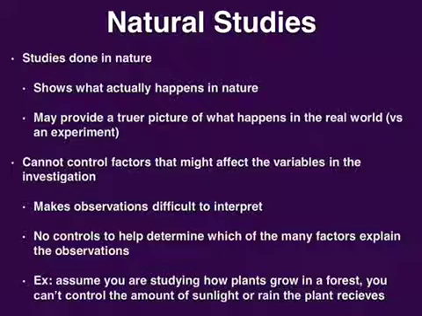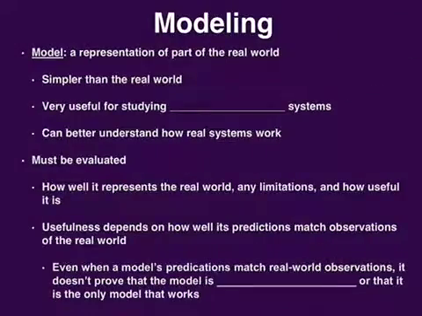So, for example, if you are studying how plants grow in a forest, you can't control the amount of sunlight or rain a plant receives. And so you might not ever know the exact right answer to your question. You probably will get close, but there will always be some unknown or uncertainty with your results.